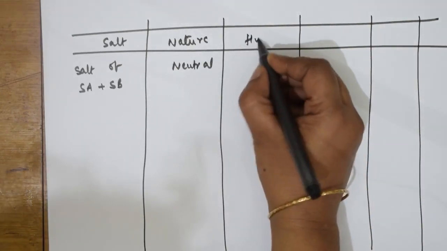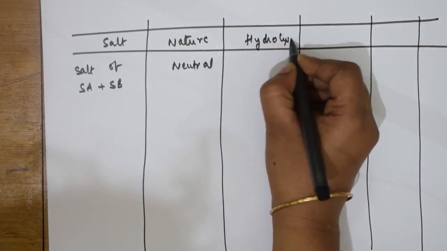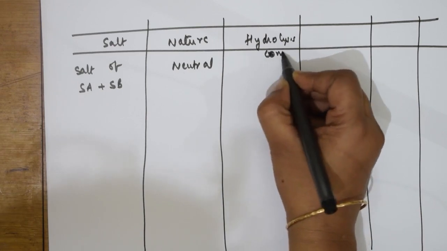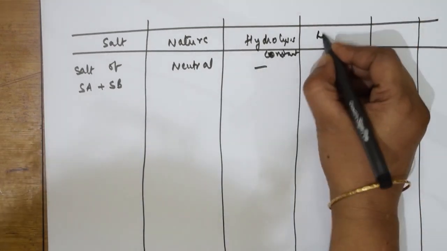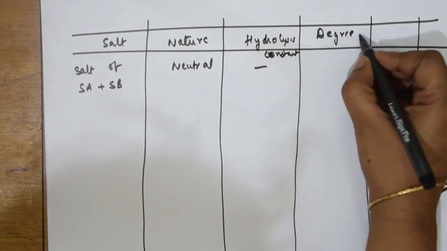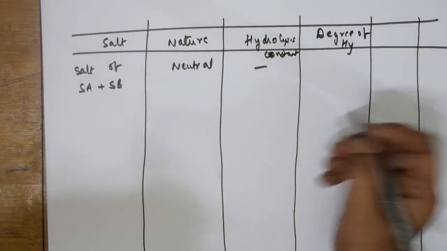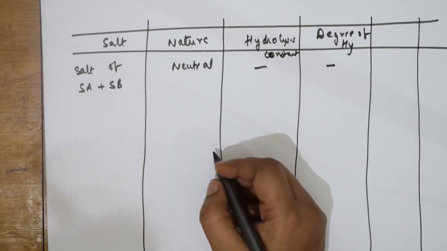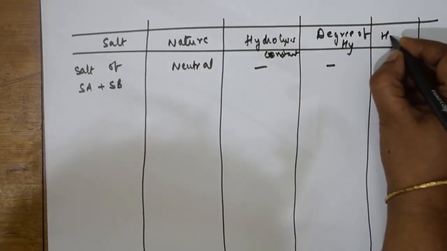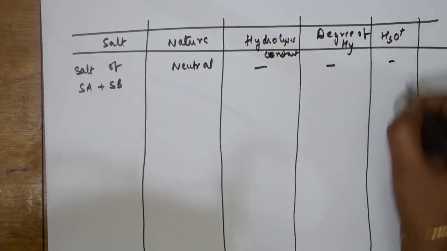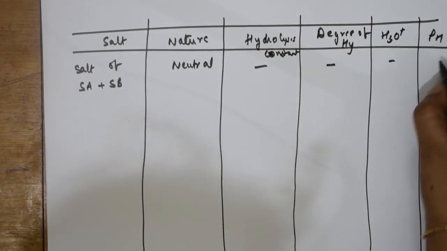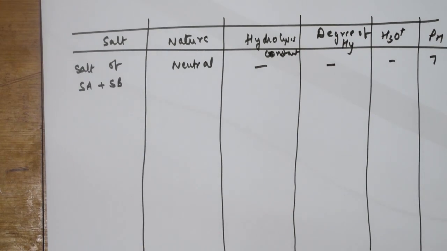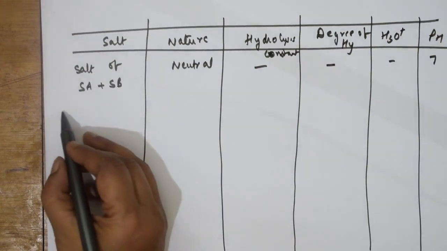Hydrolysis constant for this? No. Degree of hydrolysis? No hydrolysis. H3O plus? No, because this is a strong acid and strong base. How much will be the pH? 7. Perfect 7. Right? This is over.